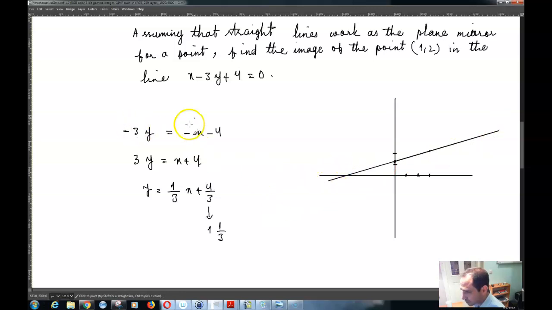So this is the line that we were looking at, x minus 3y plus 4 is equal to 0. This is the line. Now the point 1, 2 is this point over here.